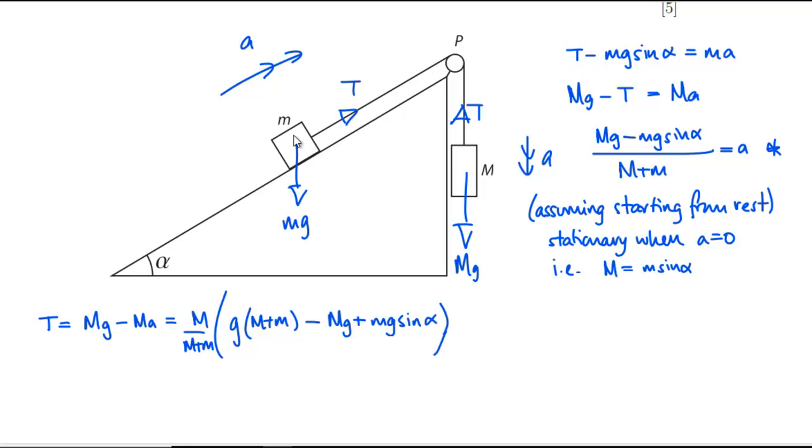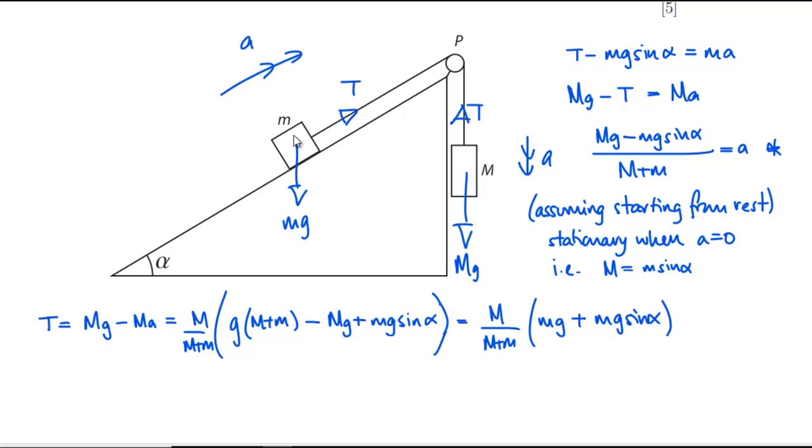Oh, that's a big bracket. Just zoom that up a bit. So what am I going to have here? When we expand out the bracket here, we have an Mg that will cancel with that Mg. So let's put the M over M plus m bit back in. Then we're going to have little mg, and then we've got plus mg sine alpha.